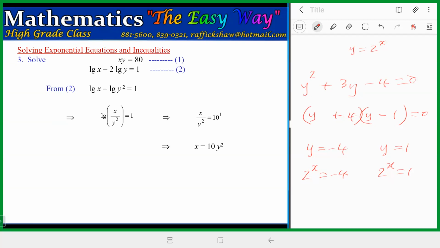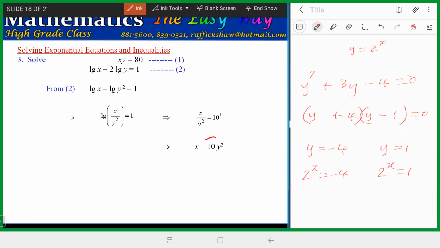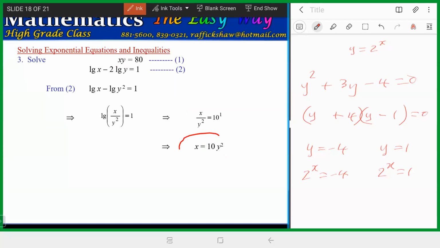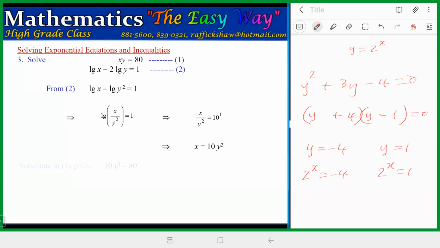So since x equals 10y squared, I can take the 10y squared and substitute for the x right here in the first equation. That's what we did. So the second equation comes from equation 2, that's where it comes from. I'm saying since I now know that x equals 10y squared, I substitute it for the x in the first equation. Then we get 10y cubed equals 80.